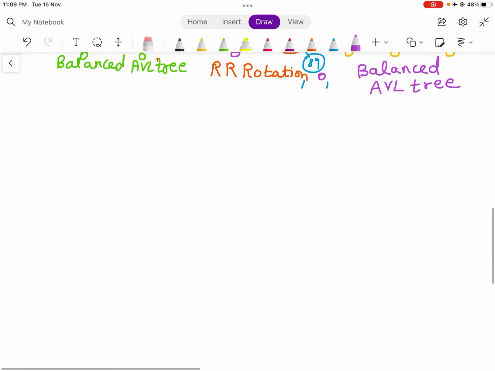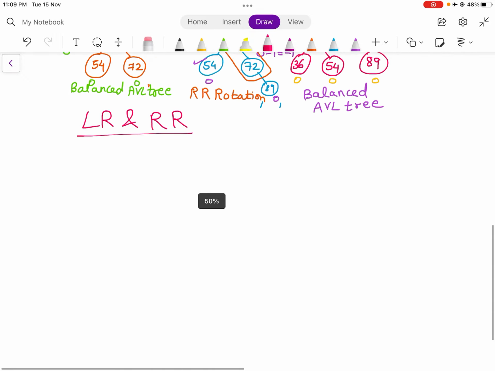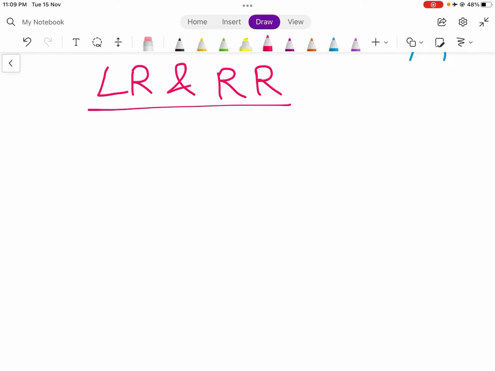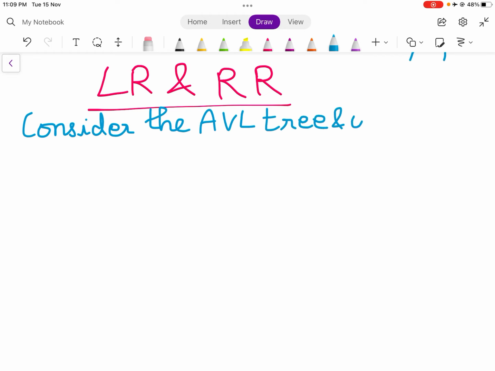Next we will see the next two types of rotations, that is LR and RL. So we will take one example. Consider the AVL tree and insert 37.